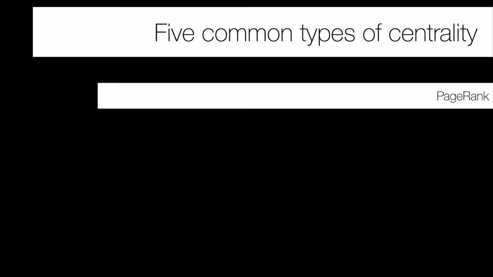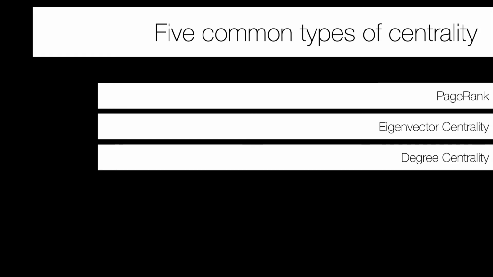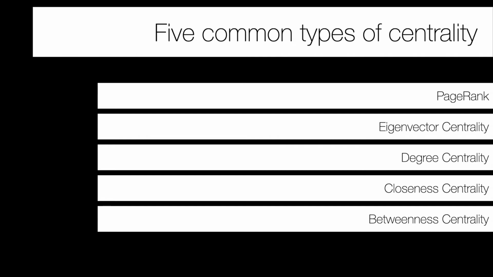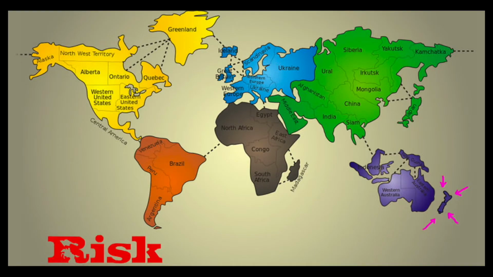But we can talk about a number of common types of centrality. So we'll touch on 5 here in this lecture. The first is PageRank, which you've already seen. Then we'll talk about a version of PageRank called eigenvector centrality, then degree centrality, closeness centrality, and betweenness centrality. Let's keep this discussion in the realm of board games, and rather than talk about pandemic, we can talk about Risk.